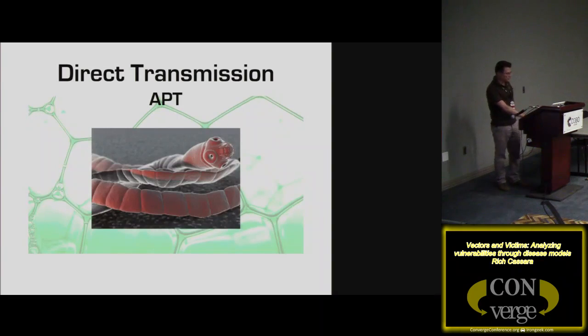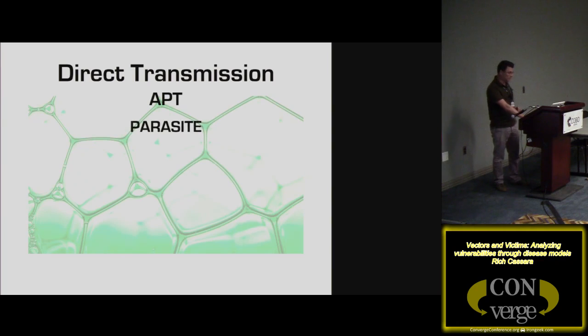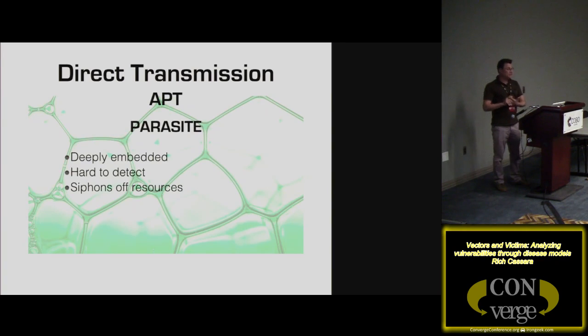So this is more like a worm. This lovely piece of nightmare fuel is a tapeworm up close. So we'll get rid of him. Now, an APT is a lot like a parasite. Instead of talking about viruses, we're going to talk about parasites now. They are deeply embedded. When they're successful, they're very hard to detect, and they siphon off your resources without you knowing about it as much as possible. The most successful parasites are just like an APT: they want to stay hidden and not be detected by you as long as possible.